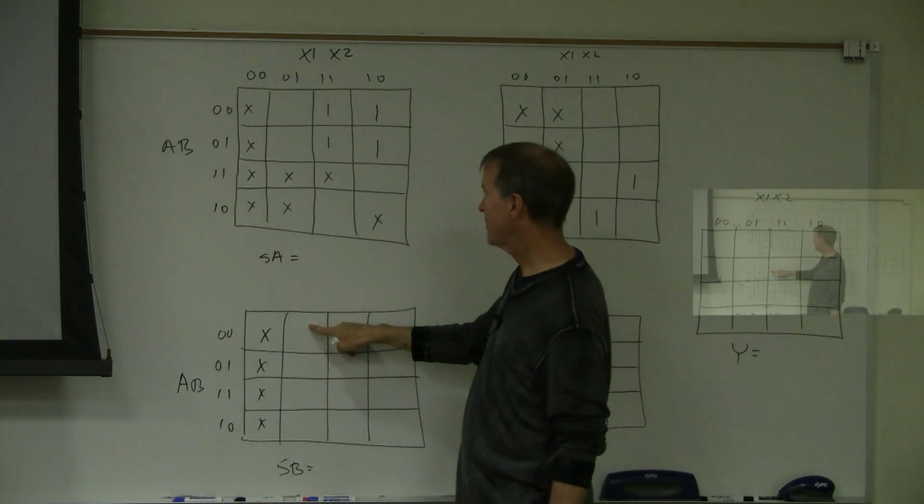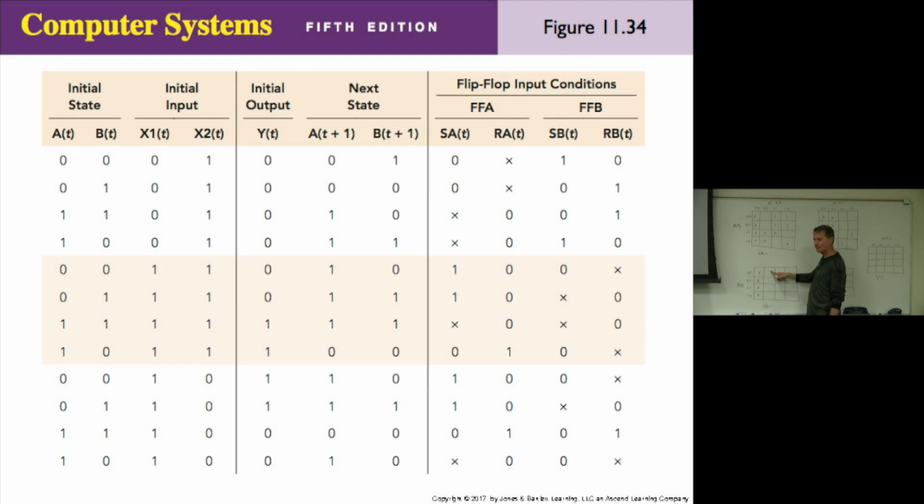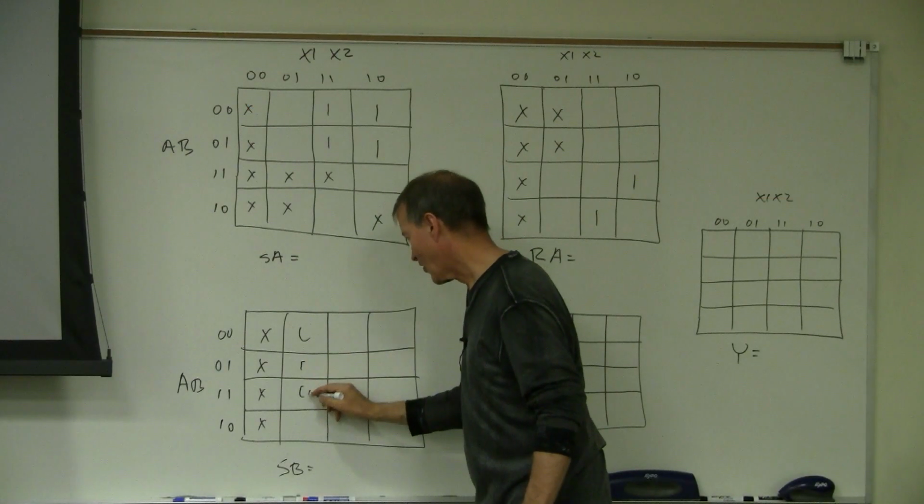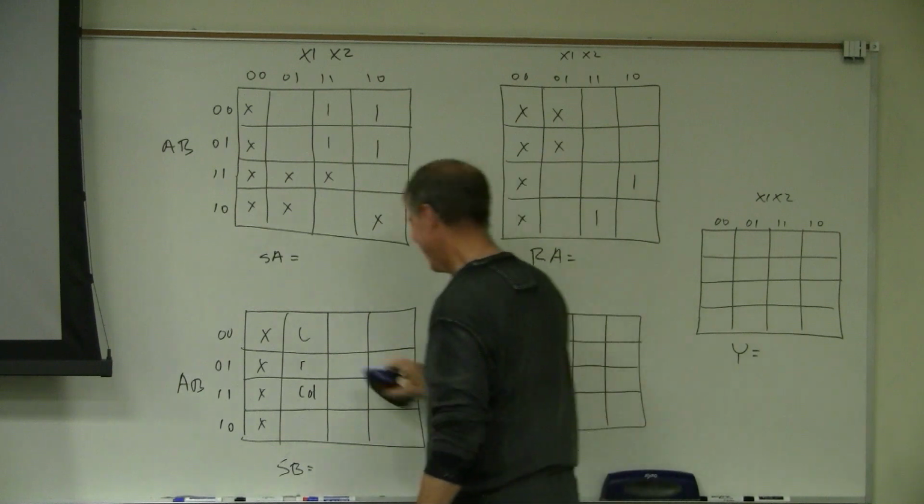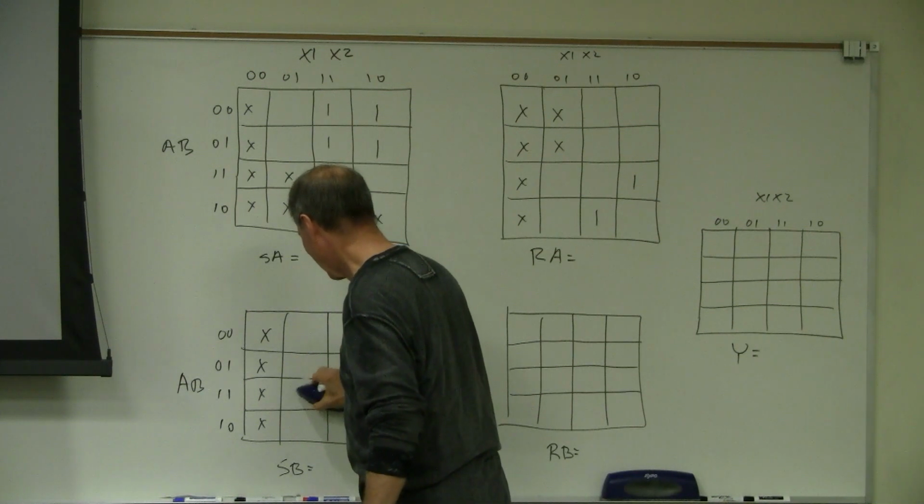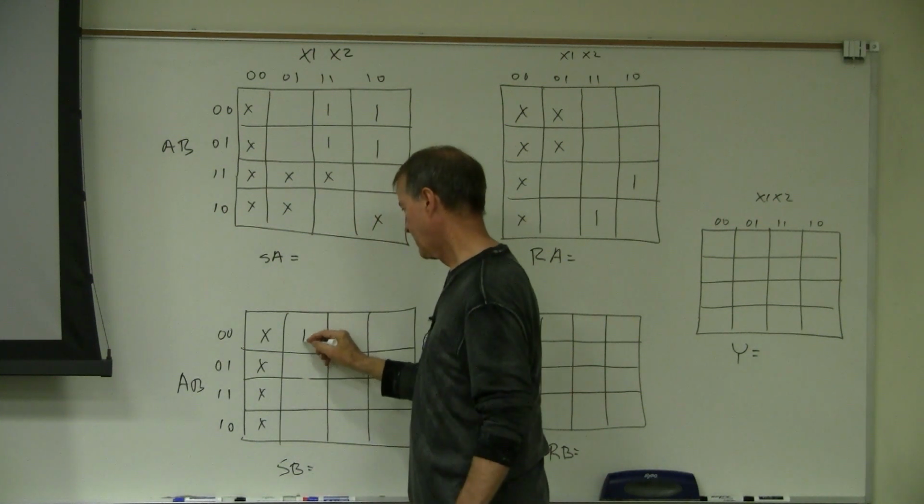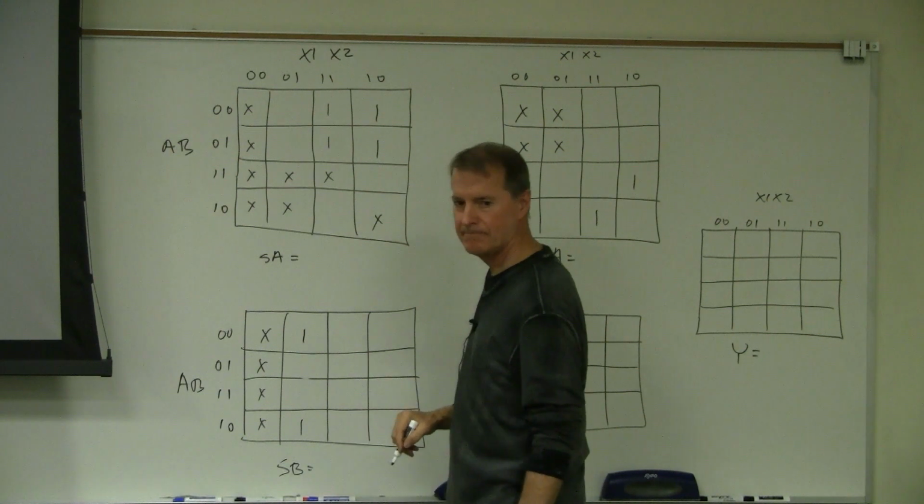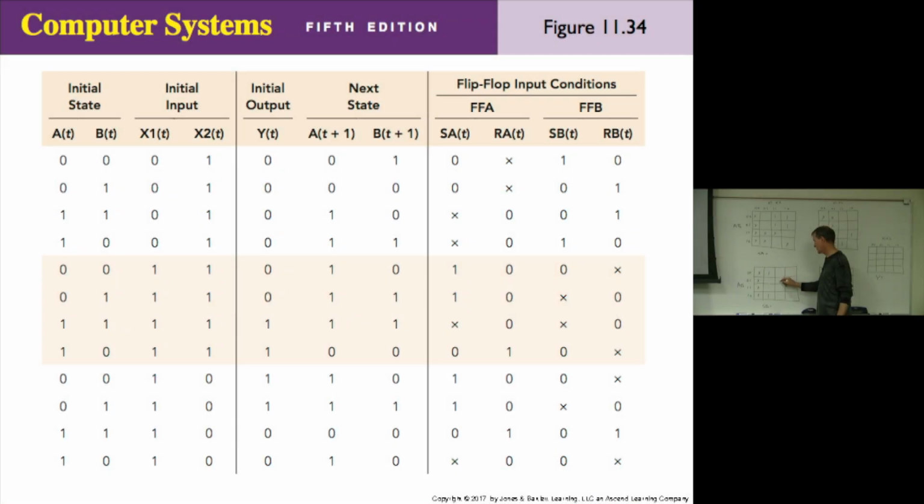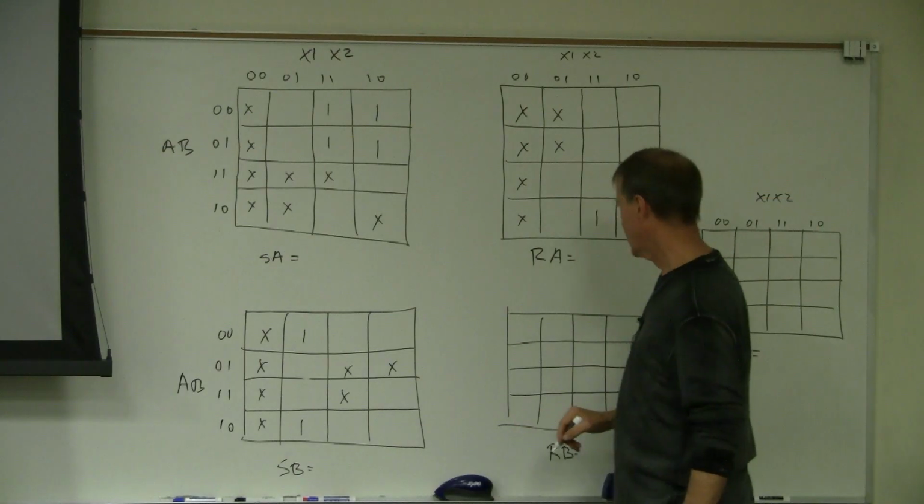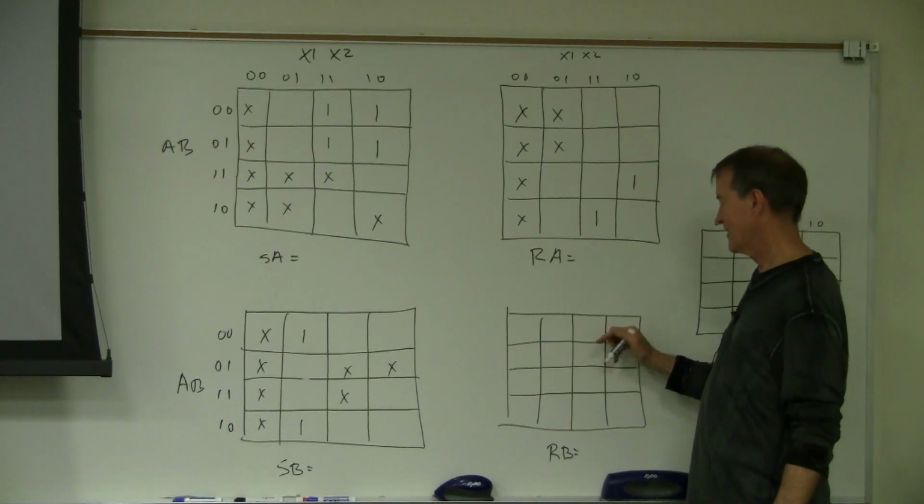Okay, so next, 0, 1 column. Okay, it is 1, 0, 0, 1, like that. Yes. Next. 0, X, X, 0. 0. Last row, like that. Okay. Next. Now we're doing RB for input of 0, 0.